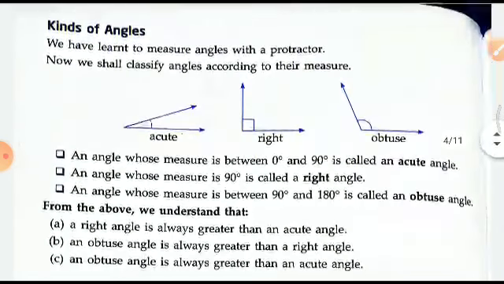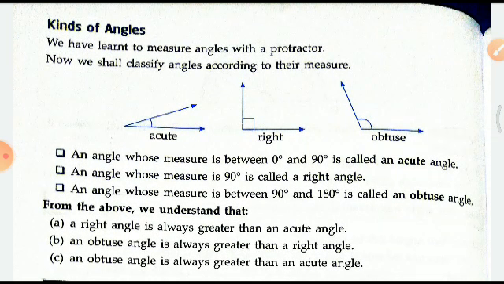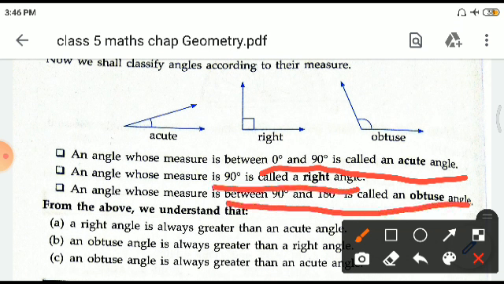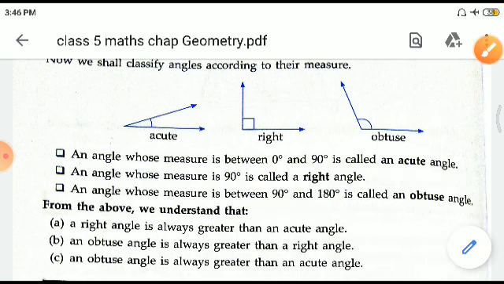Now, kinds of angle. There are three kinds of angle: acute, right angle, and obtuse. An acute angle is one which, when measured, is found to be less than 90 degrees. Remember, for an acute angle, the measure should be between 0 and 90 degrees. 90 degrees is called a right angle, and between 90 and 180 is called obtuse. That is, less than 90 is acute, 90 degrees is a right angle, and more than 90 is an obtuse angle.